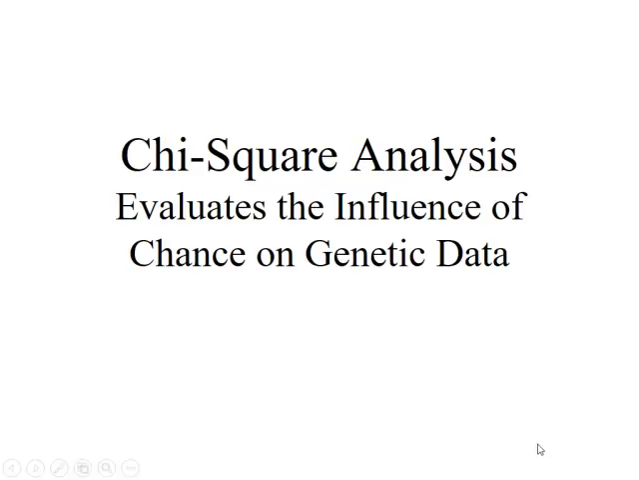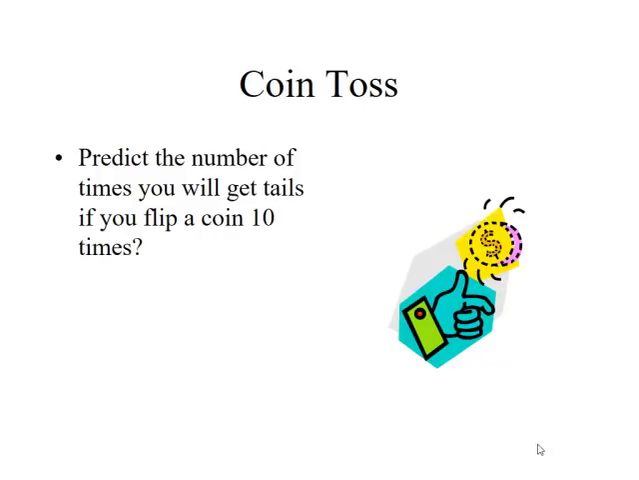Today we're going to talk about chi-square analysis, and we're going to use chi-square analysis to evaluate the influence of chance on genetic data. Consider for a moment the coin toss. If you were to flip a coin 10 times, how many times do you think you'd get tails? Probably you predicted 5 times, because each time you flip a coin, you have a 50-50 chance of getting tails.